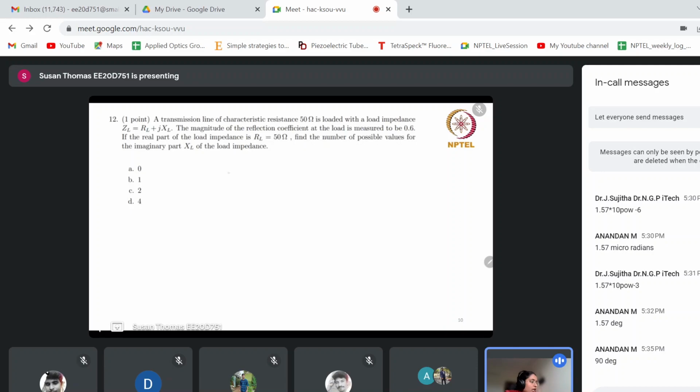So let's say we have a transmission line with a characteristic resistance RC, that is 50 ohm, and you have a load connected, and this load is being represented as ZL, which is RL plus jXL. Now, the magnitude of the reflection coefficient at the load. So, gamma L, the reflection coefficient at the load.